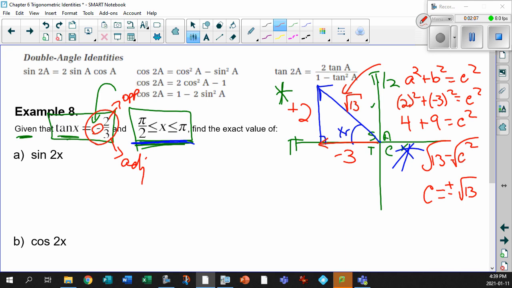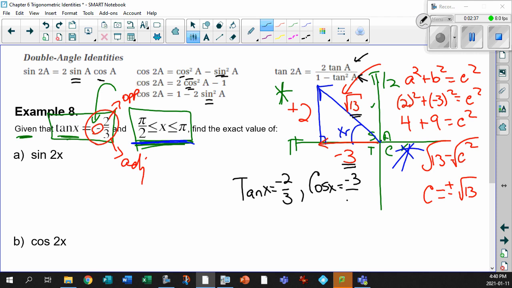Okay, so what does this mean now? Well, I have all the primary trigonometric ratios that will help us in our sine and cosine. Look, they're all primary trigonometric ratios, right? So let's figure out every single one of them. Well, you all know that tan x equals negative 2 over 3. But look, I can now write down what cos x is. Cos x is adjacent over hypotenuse. Cos x is negative 3 over root 13.